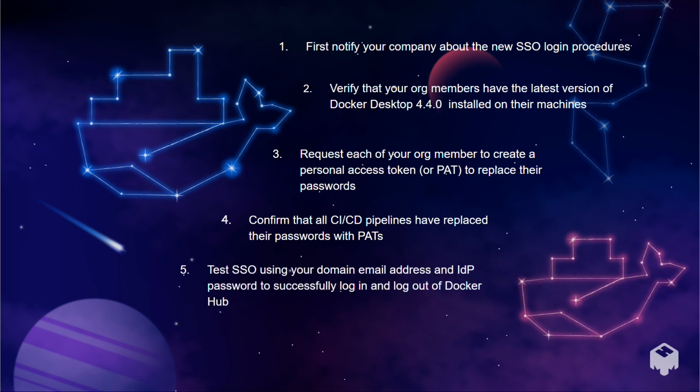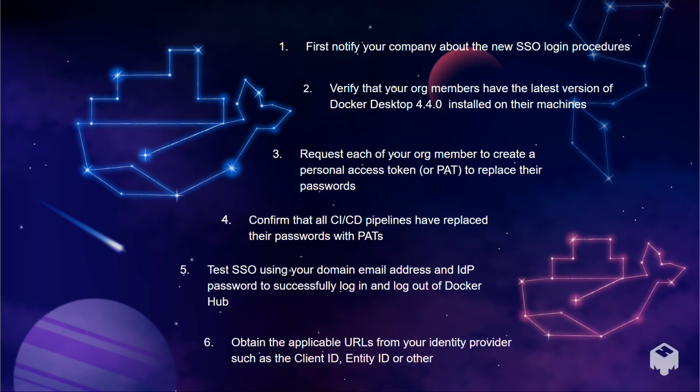And you want to make sure that you test your SSO using your domain email address and IDP password so that you can log into Docker Hub successfully. So you definitely want to make sure that you can do that. And then you need to obtain the correct URL from your identity provider. And this can be the client ID, the entity ID, or it can be something else. So make sure you get the applicable URL.